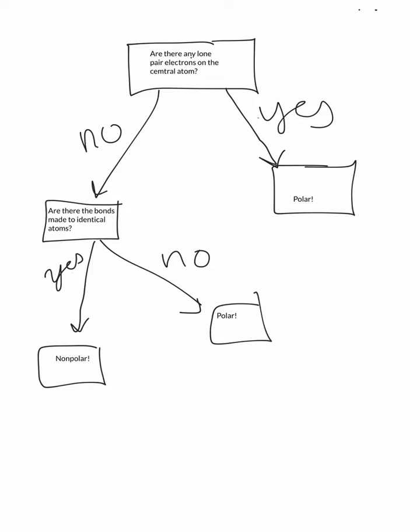If the central atom is bound to different atoms, so all the outer atoms are not identical, then the molecule is polar. So again, if all those atoms that are bound to a central atom are identical, they will have identical dipoles that will cancel each other out. But if we have different atoms that are attached to the central carbon, those dipoles will not cancel each other out, and therefore we will have a polar molecule.